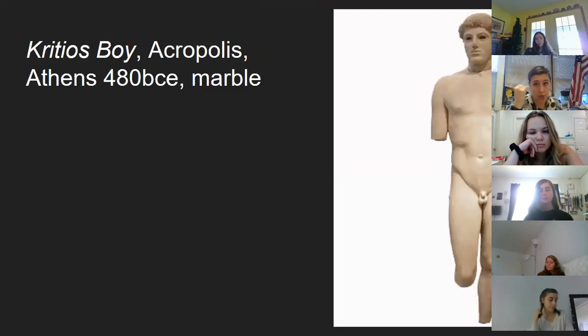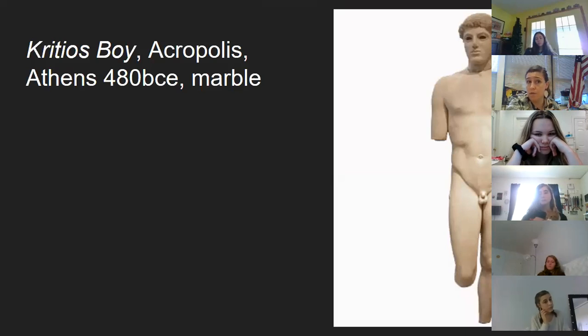Getting to this sculpture, which we don't have all of because he was very different than previous sculptures. This sculpture has a name, at least that we've given him, called Critios Boy. And it's a really famous piece from 480 BCE, which is the very start of that classical period. And there was something huge that had happened in Greece at this point in time that kind of led us into the classical period. Does anybody know what it is? I don't know if you guys studied this when you studied world history or not.